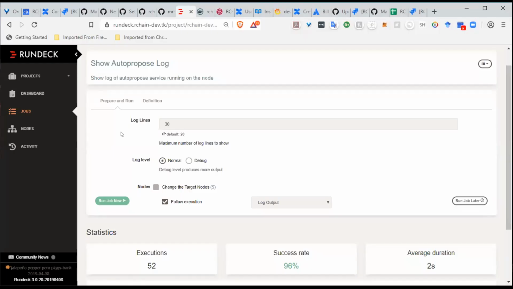So it says show maximum number of log lines 20. Should I change it to 200? I don't know how many lines it normally has. I think 30 is okay. 30. Could you share your screen? Yeah, I will.